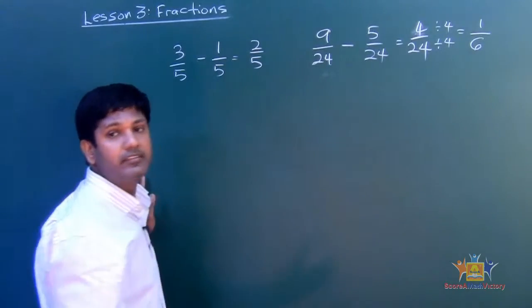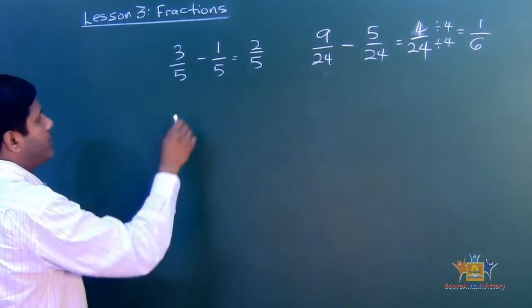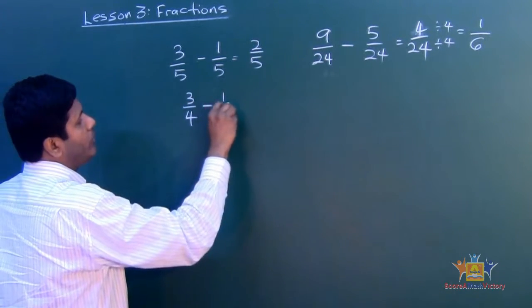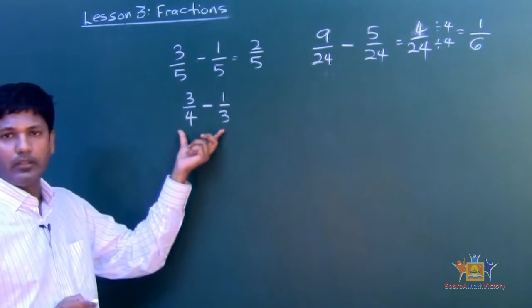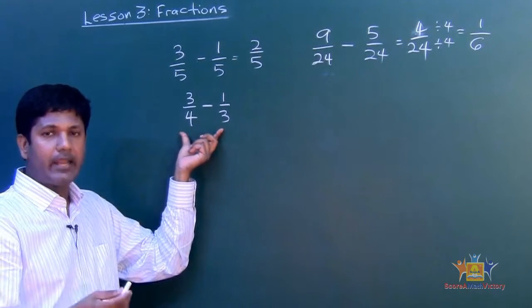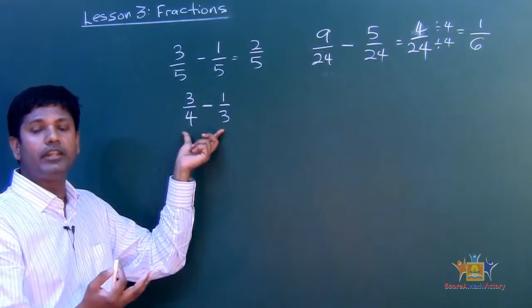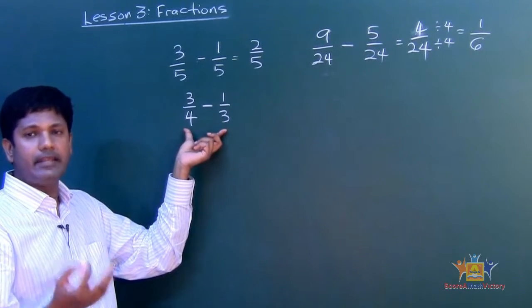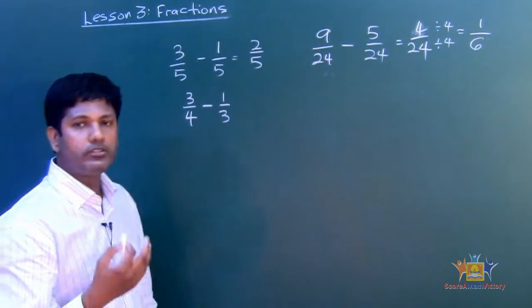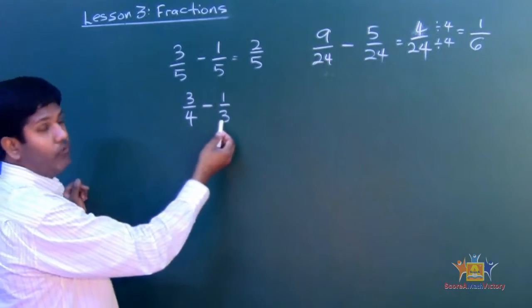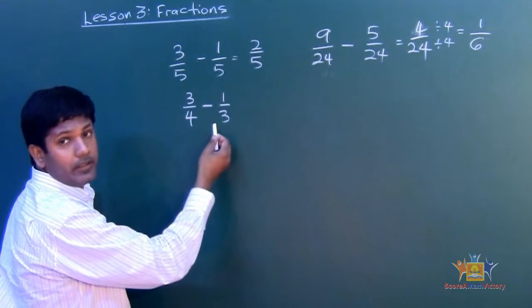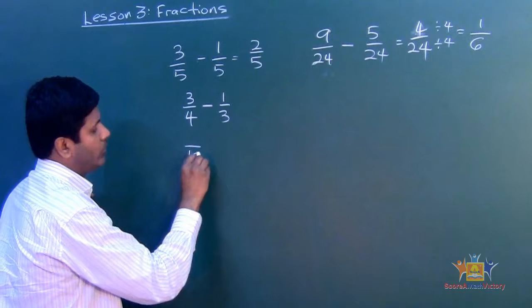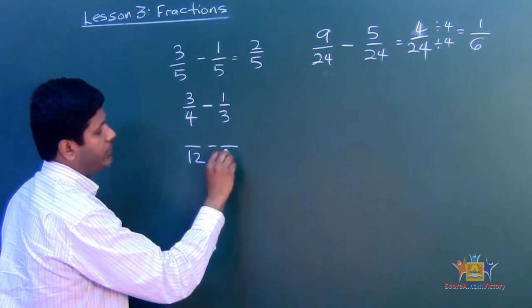What happens if they're not the same? Let's say they're not common. For example, 3 over 4 minus 1 over 3. Can I subtract them? I can, but not now. I have to convert them in such a way that both have a common denominator. So I have to find the lowest common multiple for 4 and 3. What would that be? 12. 4 times 3 is 12, okay? So that would be the lowest common multiple for 4 and 3.